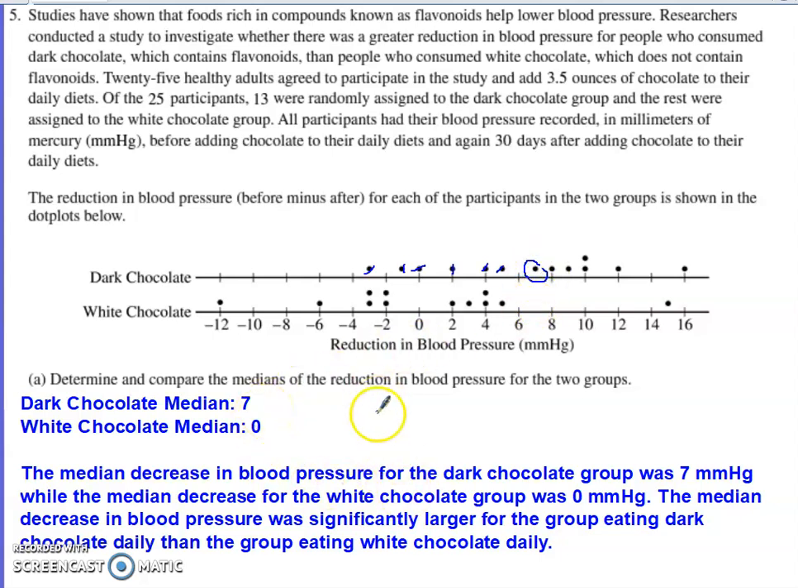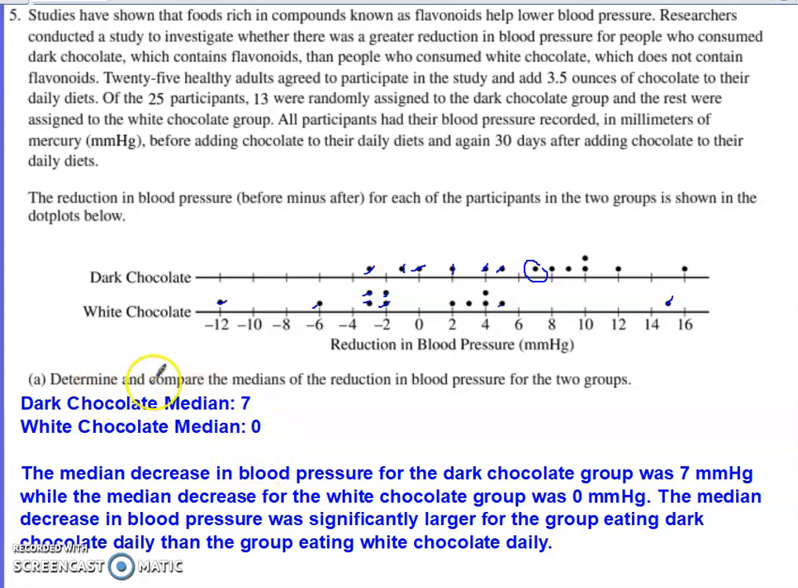For white chocolate, I have 12, so I would have to cross out 6 on the low end. So there's 4, 5, and 6. And I would also have to cross out 6 on the high end. So there's 1, 2, 3, 4. All of those will get crossed out. So what I would actually have is I'd have a -2 and a 2 sharing the middle spot. And when that happens, you would take the average, and the average of -2 and 2 is, of course, 0.